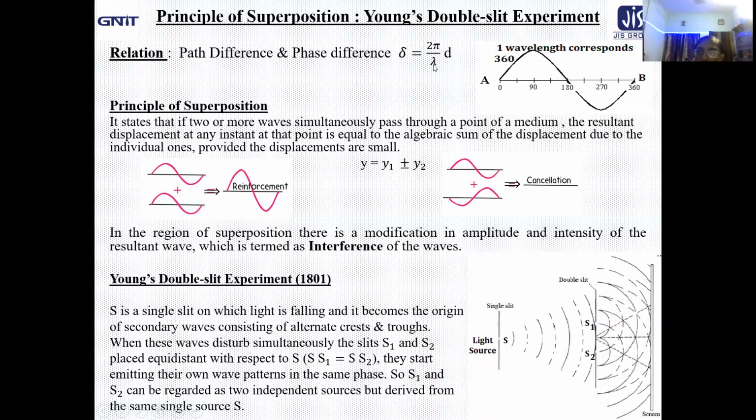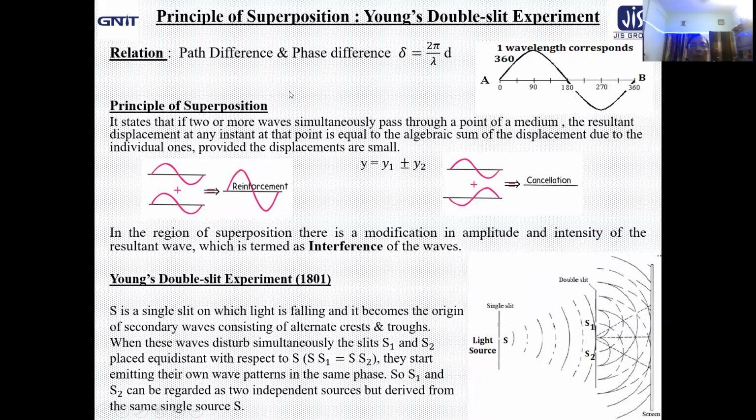So I am repeating it: lambda path difference. What is lambda? The wavelength. Separation between consecutive crests or troughs. That means one complete cycle you are considering, which corresponds to 360-degree phase difference, that is 2 pi. So lambda path difference corresponds to 2 pi phase difference. So any unknown path difference d corresponds to phase difference delta equal to 2 pi by lambda into d.